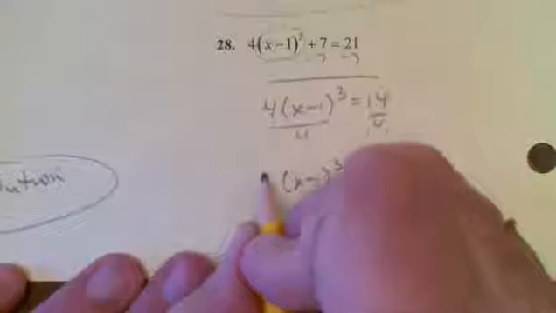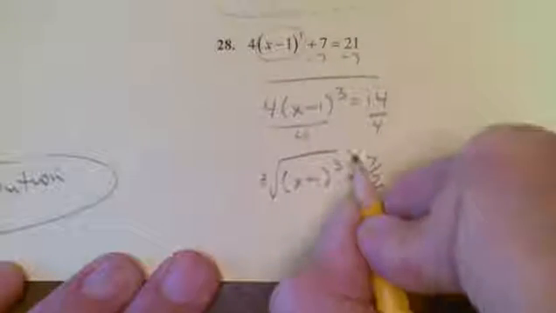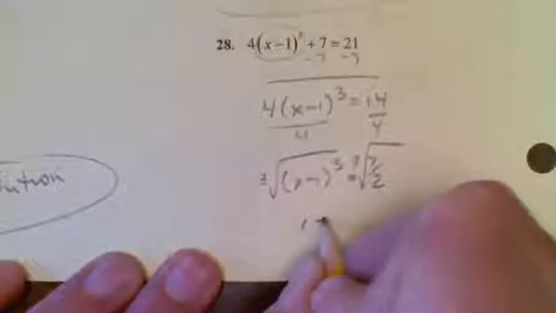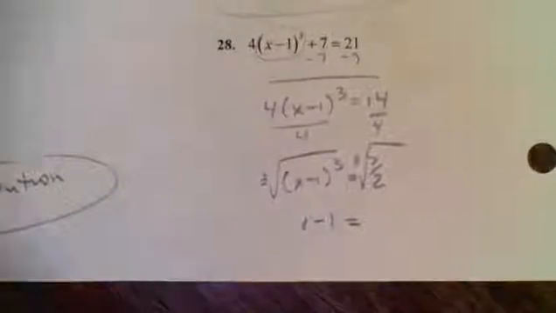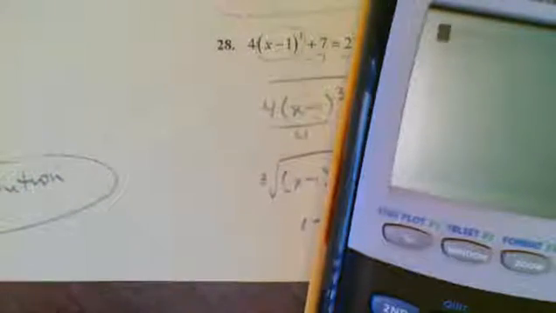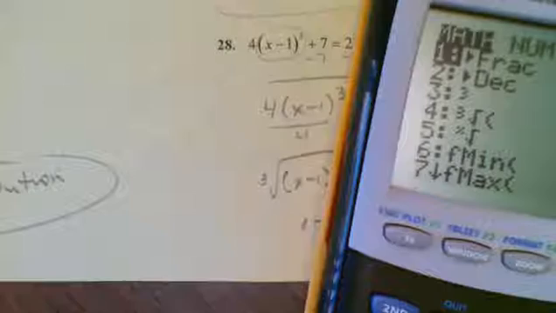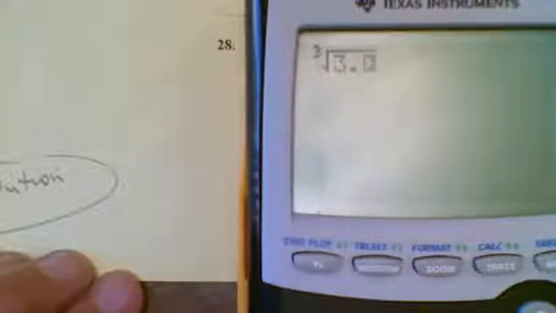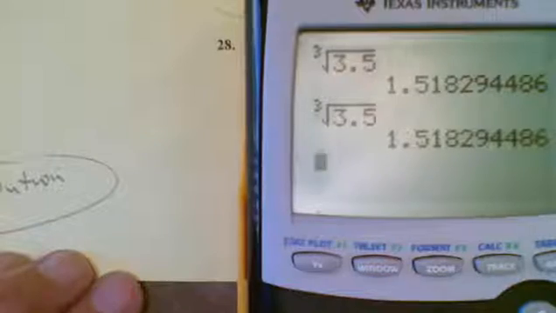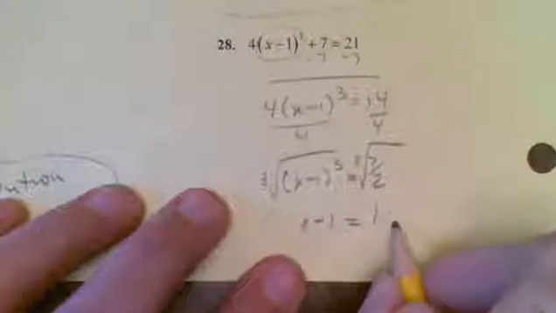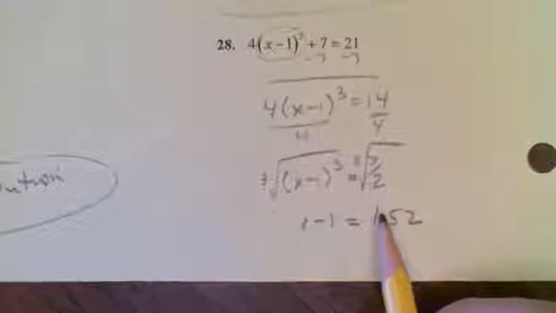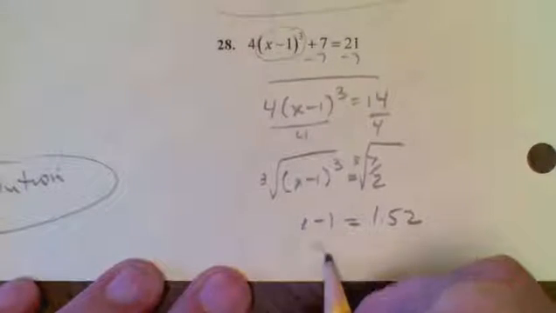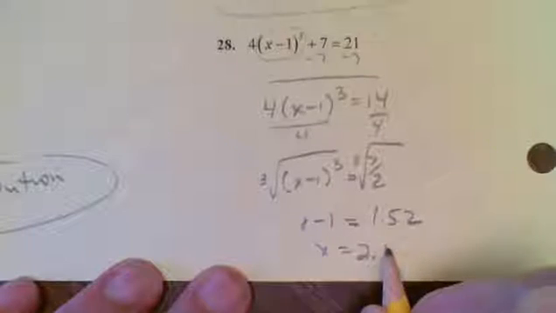And now again, I have to take the cubed root. So x minus 1 on this side. I have to take the cubed root of 3.5. So I'll go to math, down to the cubed root of 3.5, and I get 1.52. Again, I don't need to worry about plus or minus because it's an odd root. Then I just need to add 1. I get 2.52.